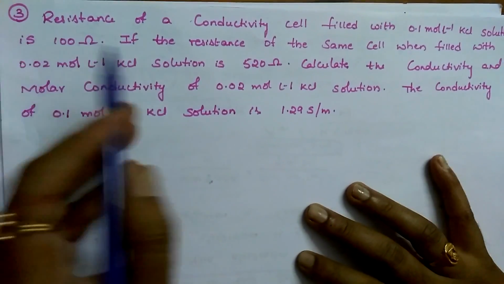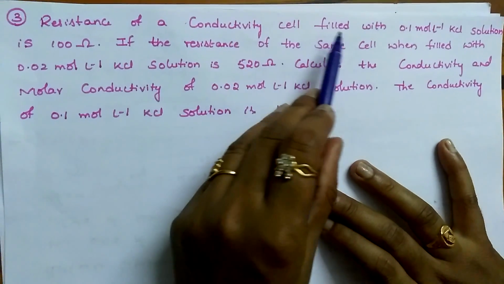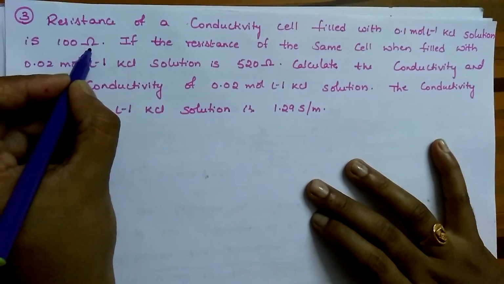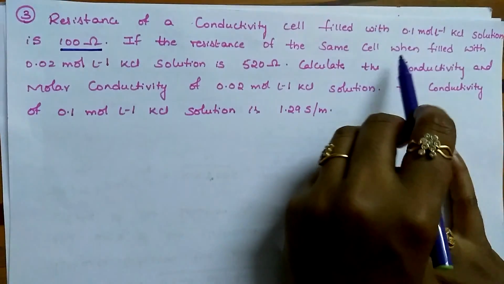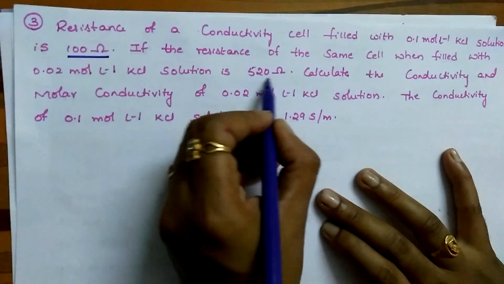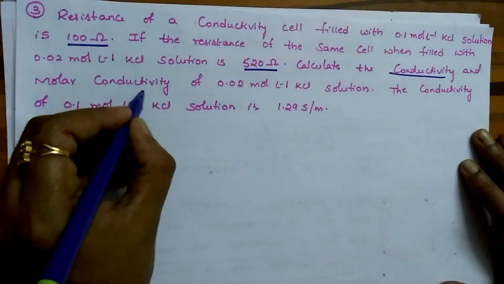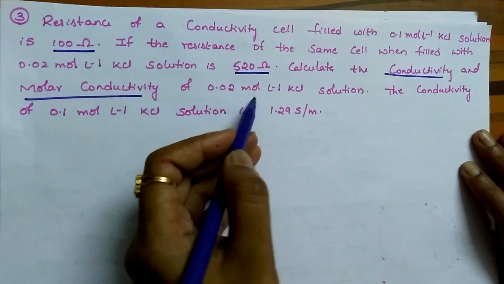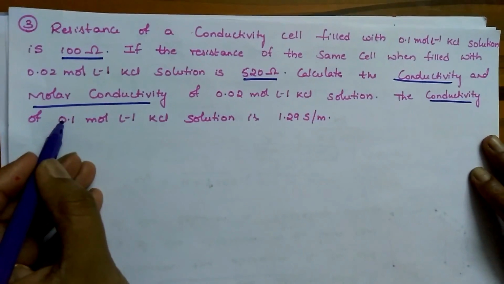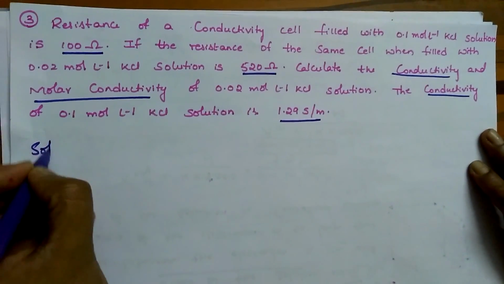This is the third numerical. These are very important and useful. Practice a lot. The resistance of a conductivity cell with 0.1 mole per liter KCl solution is 100 ohms. The resistance of the same cell when filled with another KCl solution of different concentration is 520 ohms. Calculate the conductivity. They are asking students to find the conductivity and molar conductivity of 0.02 molar KCl solution. And what is the conductivity given for 0.1 mole per liter KCl solution? 1.29. This is the conductivity given.